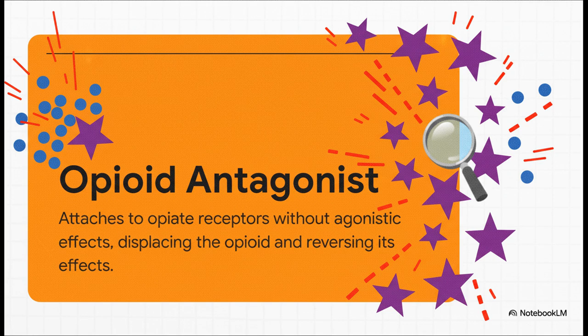And it doesn't stop there. It then blocks those receptors so the opioids can't get back on. It's not activating anything, it's purely playing defense. And in doing so, it completely shuts down and reverses the effects of the opioid.